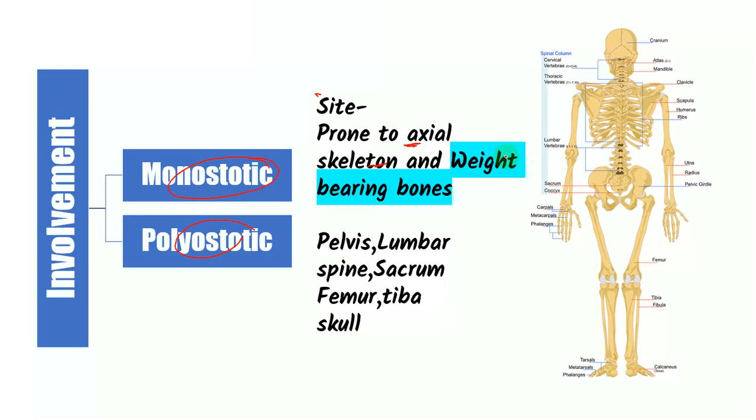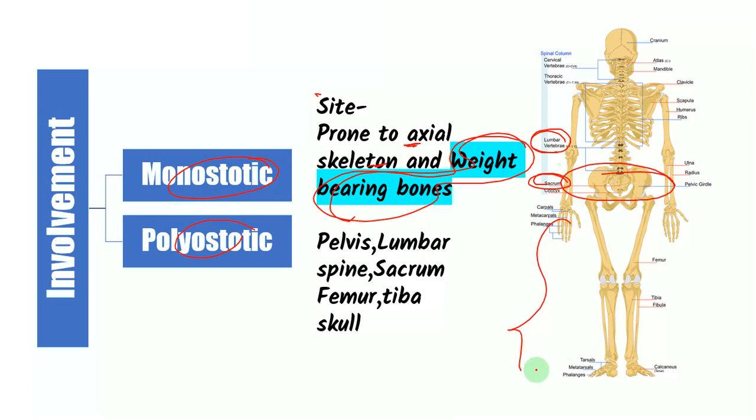Now see, the most common sites of involvement are the weight-bearing bones of the body. So what would these be? These would be the lower vertebrae, so here you have the lumbar vertebrae, the sacrum, then you have the pelvis. Apart from that, among the long bones, the femur and the tibia are involved, and also the skull, right? Make sure to remember these five because they will form the basis for the rest of your clinical features.